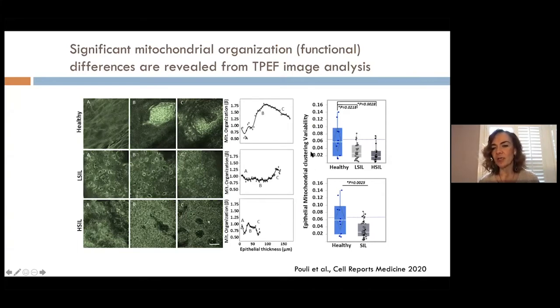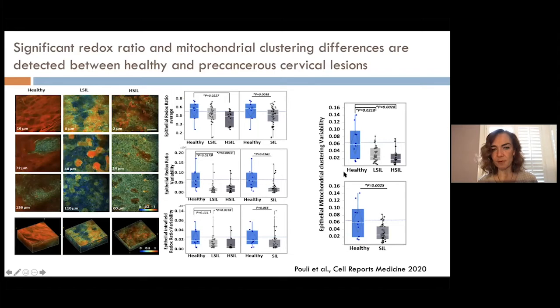And here you can see the statistics from the stacks acquired from a number of patients and regions of interest that were imaged. And you can see, again, very significant changes. This is a metric of the variability as a function of depth, and we see very significant changes occurring at the low-grade stage.